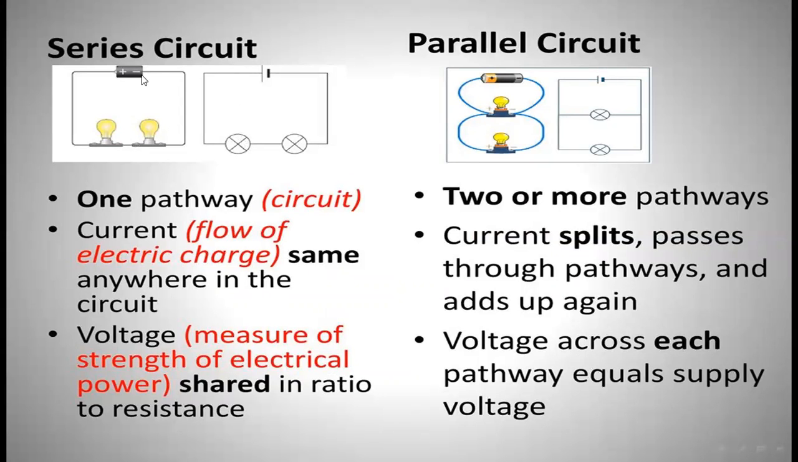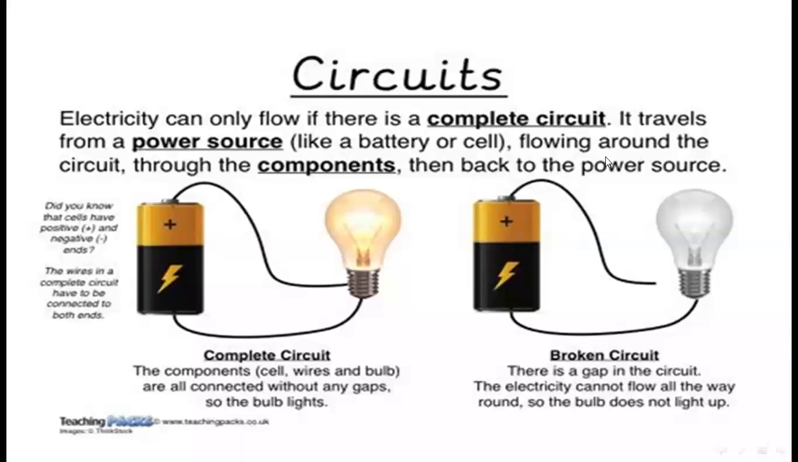We have two types of circuits, series circuits and parallel circuits. A series circuit has one pathway, and a parallel circuit has two or more pathways. The current, the flow of electric charge, is the same anywhere in a series circuit. In a parallel circuit, the current splits, passes through the pathways and adds up again. Voltage is a measure of the strength of electrical power. But the voltage across each pathway equals the supply voltage. I hope you understand.